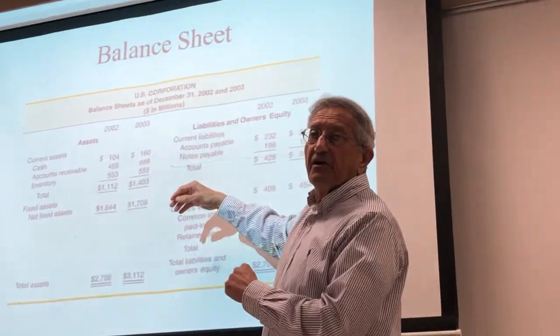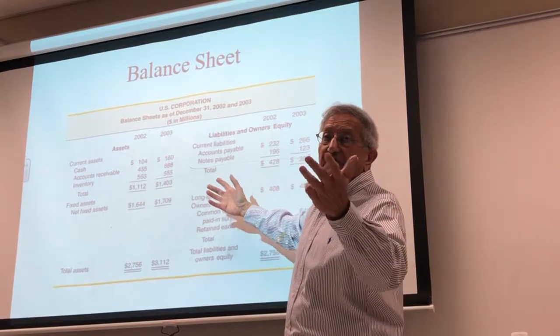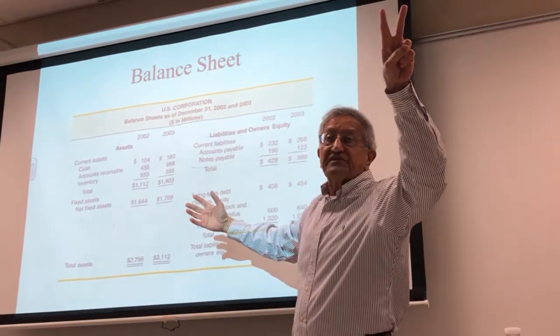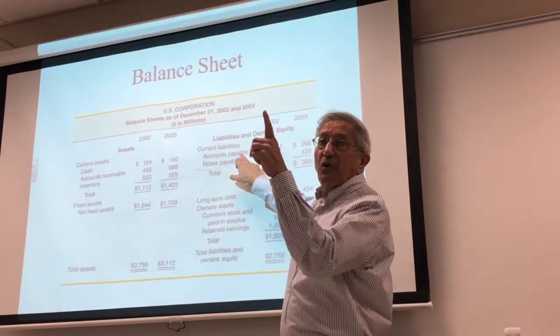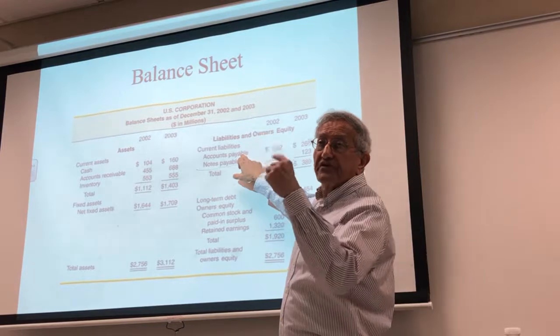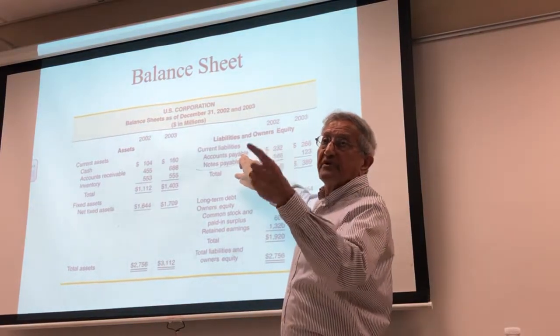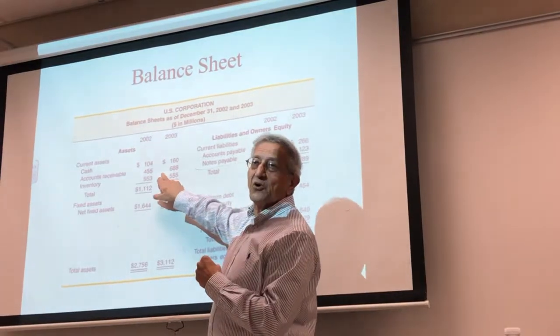For example, you buy inventory on credit. So what will happen? Two accounts will be simultaneously affected. You buy inventory, so accounts payable will go up. Accounts payable is the credit extended by your seller, your raw material provider, and your inventory will go up.